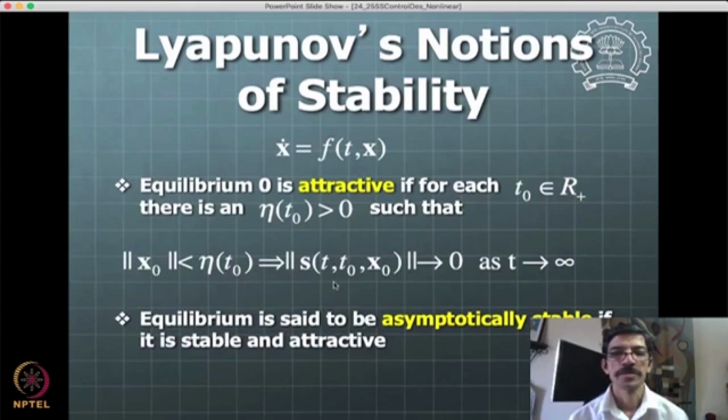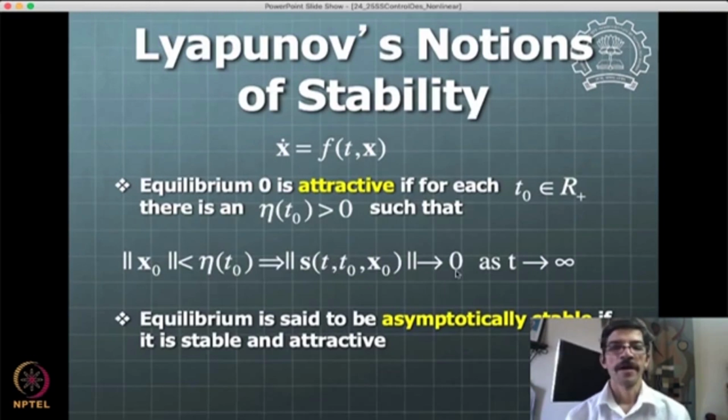Look here, it is said that the solution trajectories do not necessarily remain in the ball of radius eta. They may go out of that ball, but they may come back eventually and go to 0. That is what this definition says.